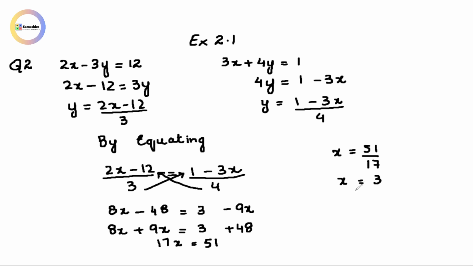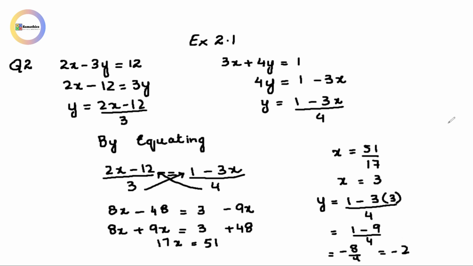So then we'll substitute here the value of x, 1 minus 3 into 3 upon 4. So we have 1 minus 9 upon 4. So we have minus 8 upon 4. So it is equal to minus 2.